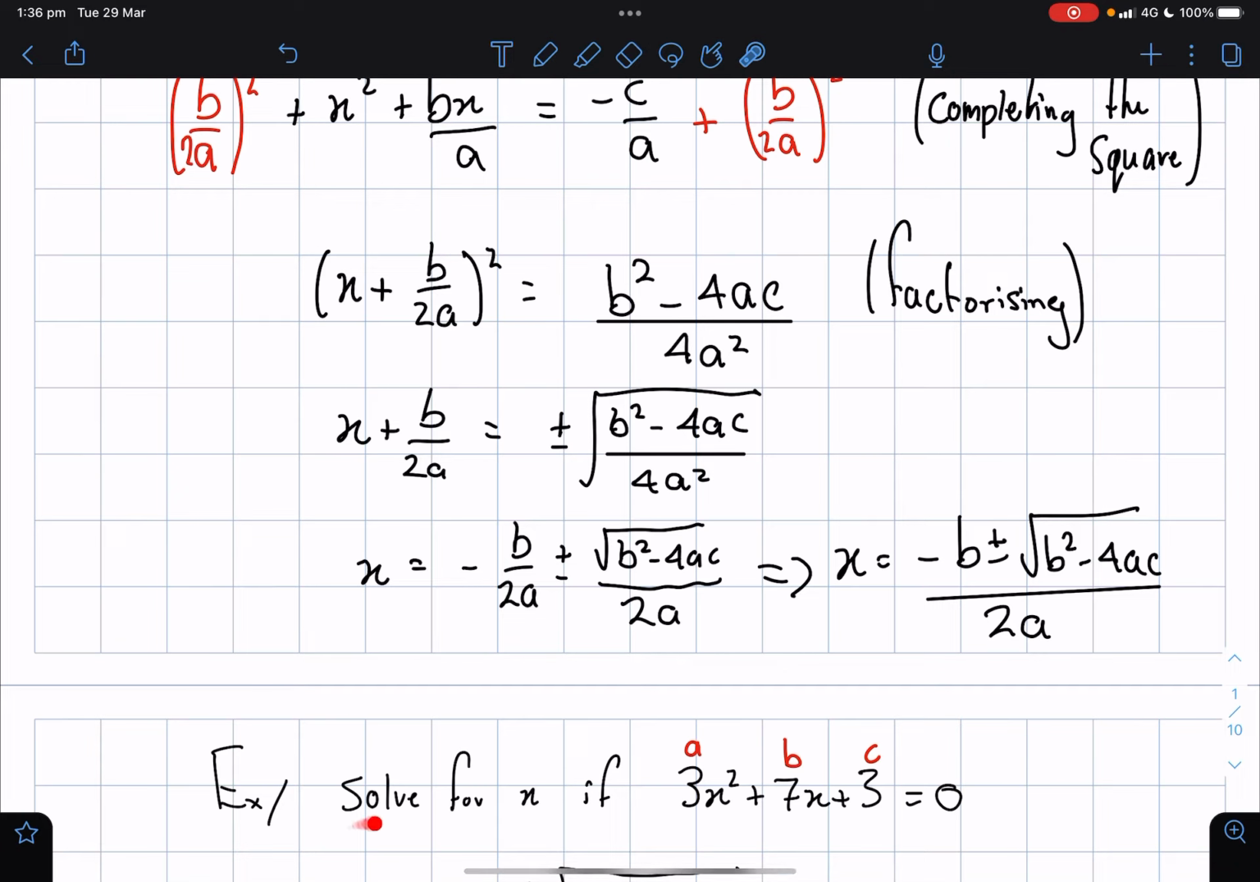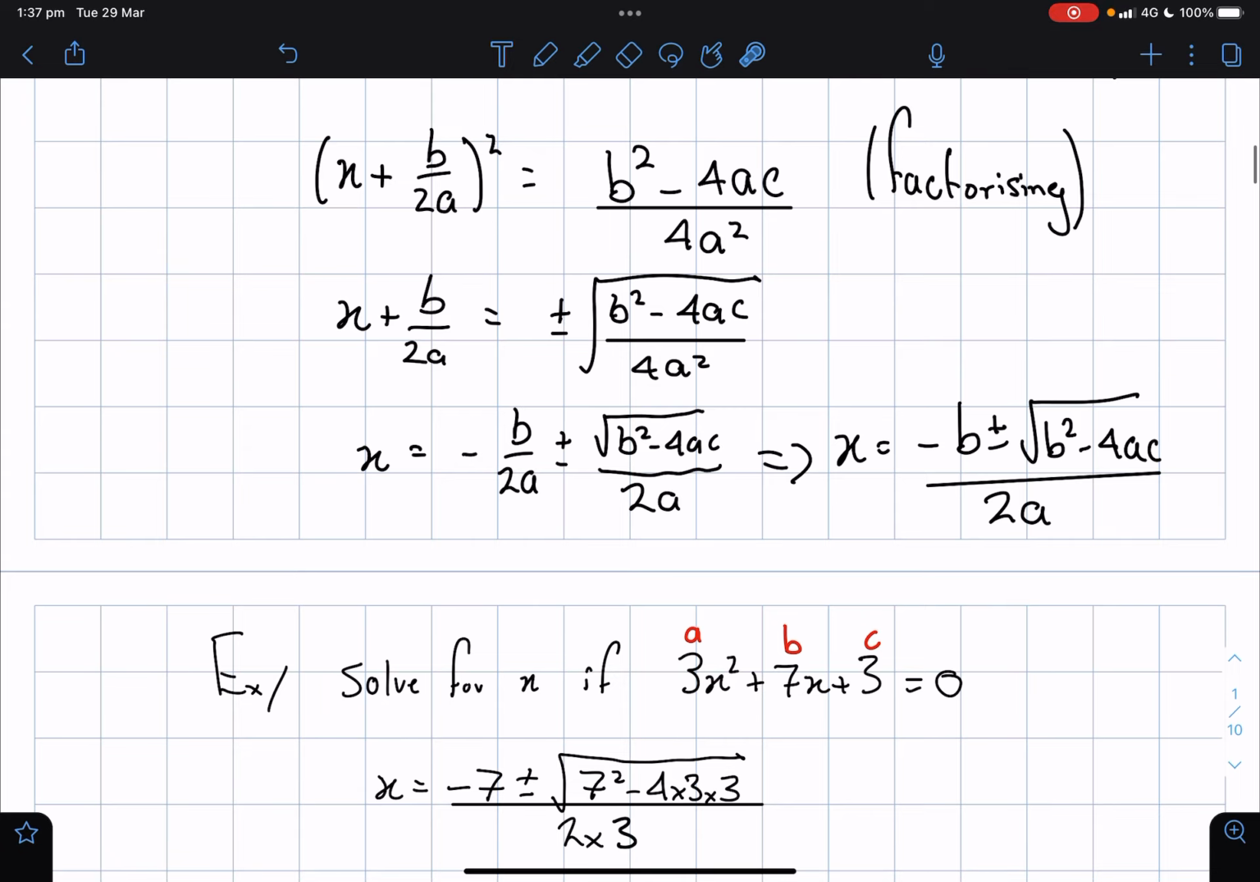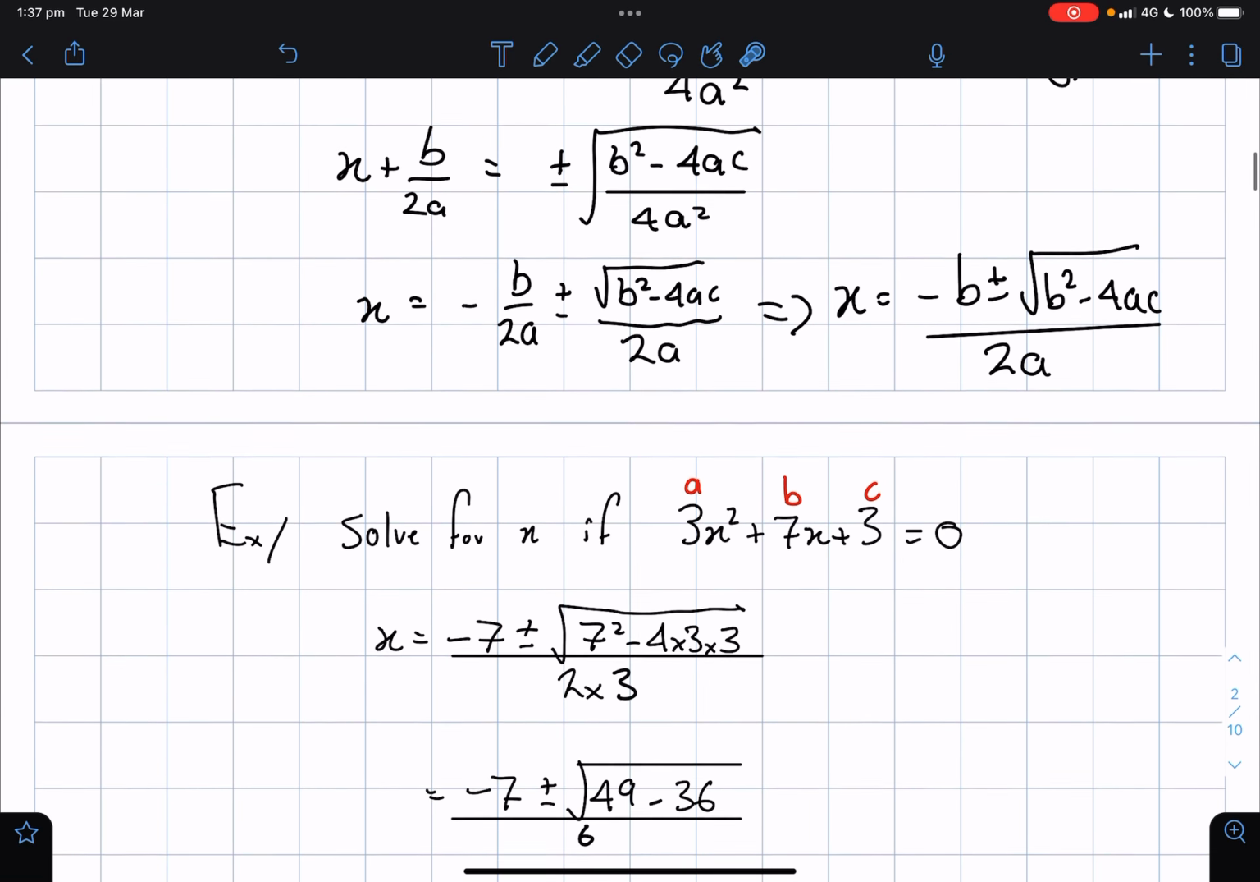You will see a question that looks like this: solve for x, or solve for the roots, if 3x squared plus 7x plus 3 equals 0. So you'll be given a quadratic equal to 0. I like to label my a, b, and c. That way I know exactly what gets inputted where. So all we're doing is substituting a, b, and c everywhere we see it into our quadratic formula. So negative b plus or minus the square root of b squared take 4 times a times c, all over 2 times a. All right, and we're just going to slowly solve this.